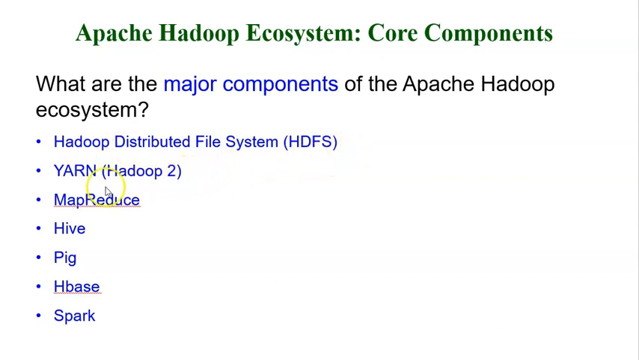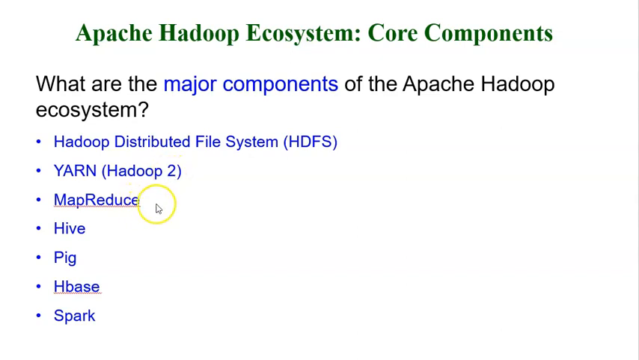And the second one is Yarn. It is a resource management subsystem. We already discussed that Yarn was introduced into the Apache Hadoop ecosystem in Hadoop 2.0. It did not exist in the initial, or first, version of the Hadoop framework.